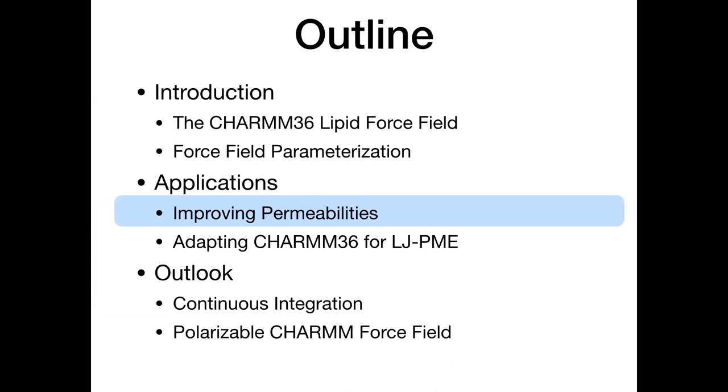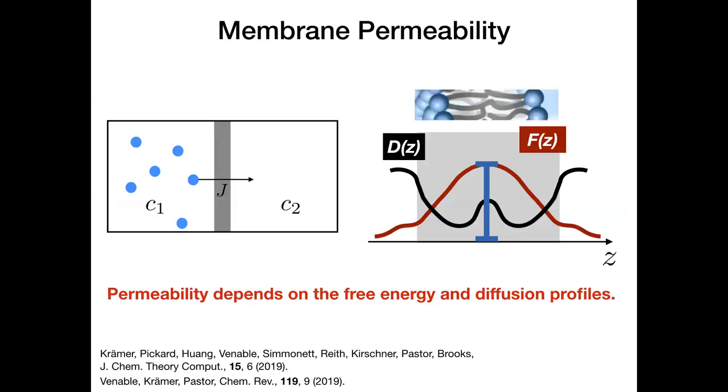Okay, so with that, I want to talk about two things that we have done over the last 2 or 3 years. The one is improvement of permeability description. As I said in the beginning, permeabilities are basically partition coefficients plus kinetics. So we can express them through the free energy profile, like a barrier or well, through the membrane, like this. This is the membrane, and a diffusion constant. So how fast does a particle move at a given point in the membrane?